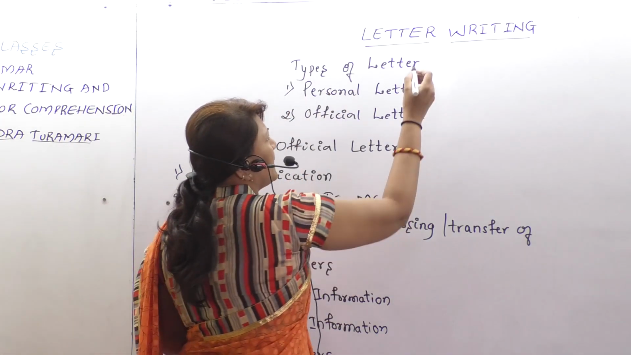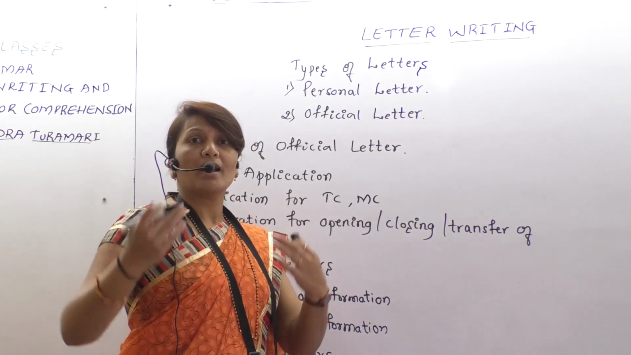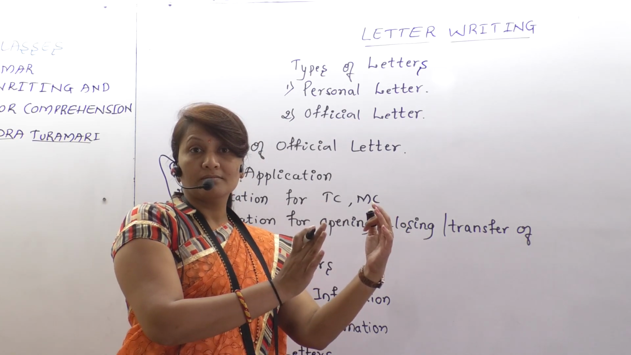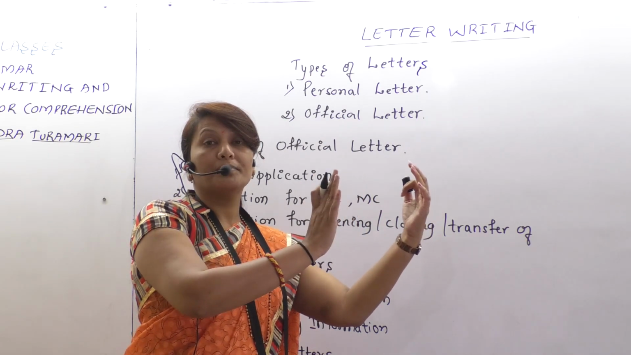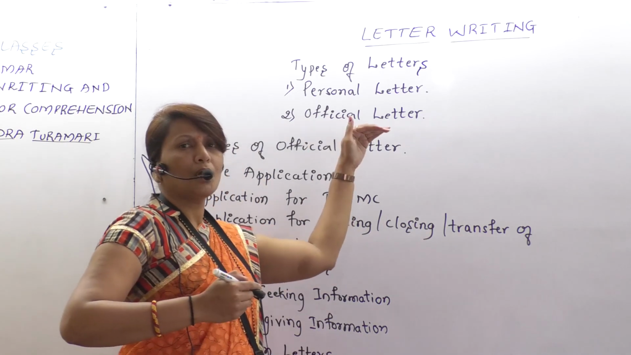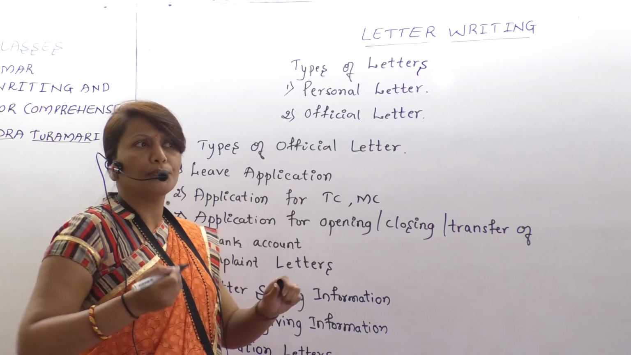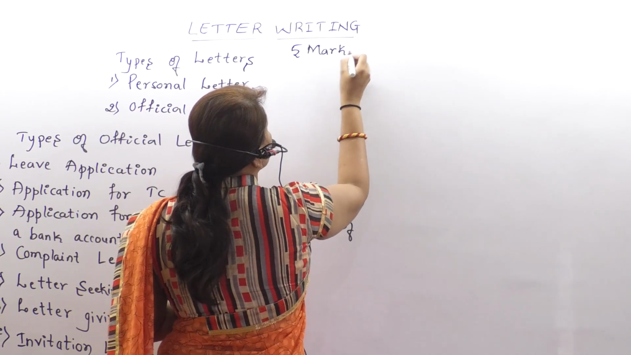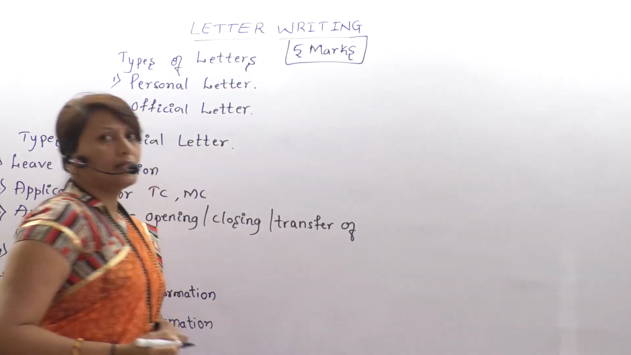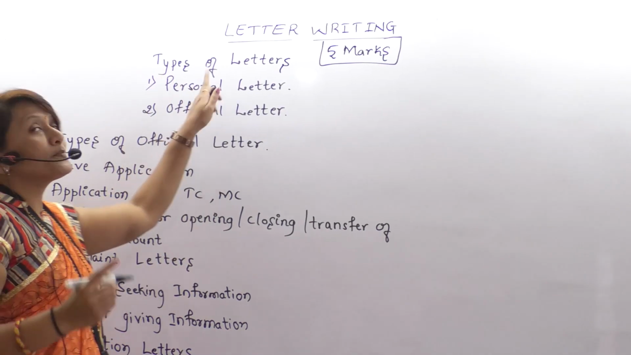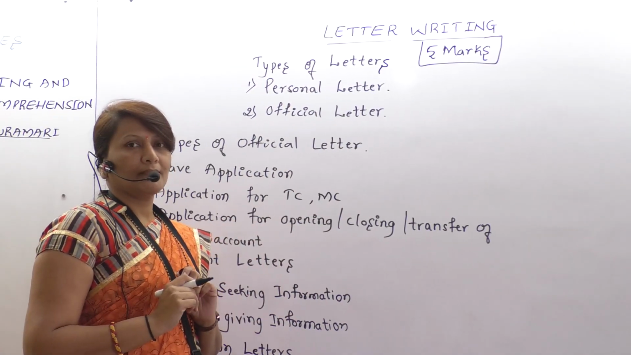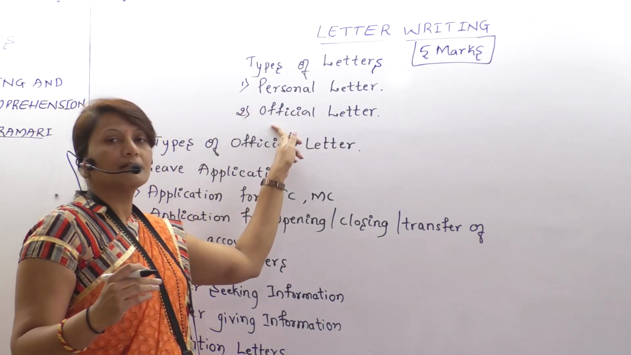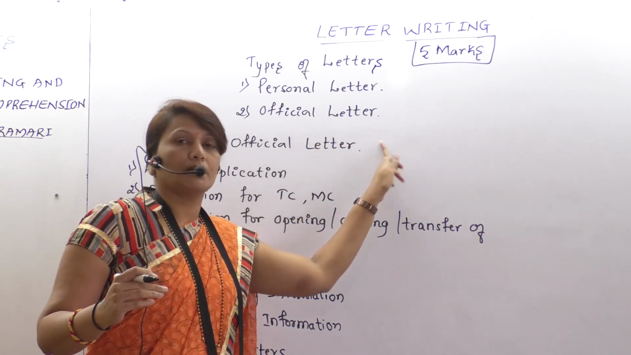You already have studied and also have written the letter writing grammar part in your high school and in your primary. And the same grammar part here in first PU you have for how many marks? For 5 marks. So now the point of ours is types of letters. As you all know, there are two types of letters. One is personal letter and the other is official letter.